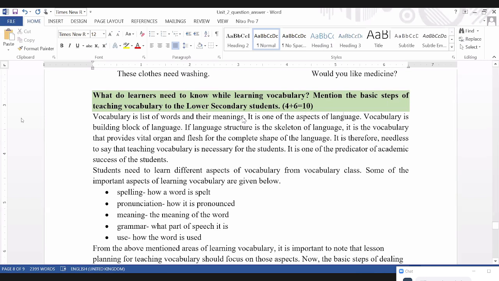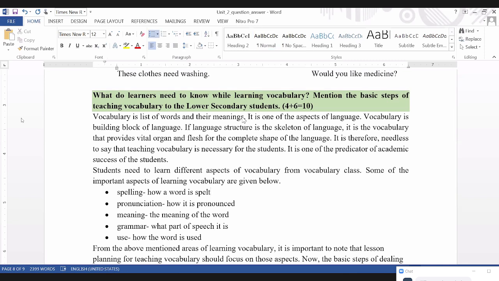So it is one of the aspects of language we understand. Vocabulary is the building block of language. If language structure is the skeleton of language, it is the vocabulary that provides the vital organs and flesh for the complete shape of language. It is therefore needless to say that teaching vocabulary is necessary for the students. It is one of the predictors of academic success of the students. So this is just background information about vocabulary. The students need to learn different aspects of vocabulary from vocabulary class. Some of the important aspects of learning vocabulary are given below.